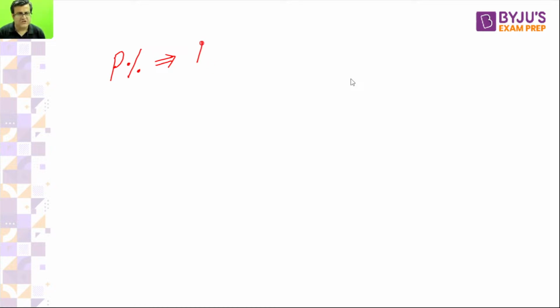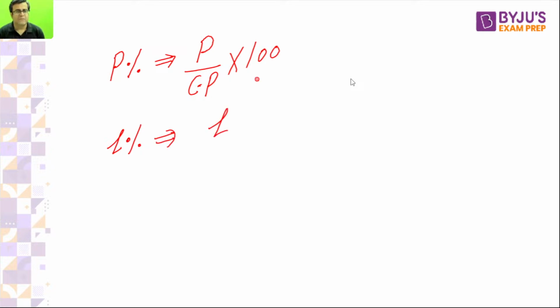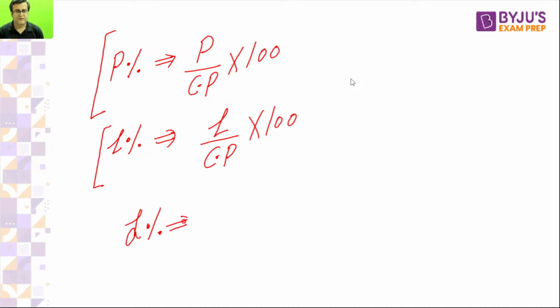Everybody should know that profit percentage is profit upon cost into 100. Loss percentage is equal to loss upon cost into 100. Okay, 2 points clear. Now come to discount percentage. This is equal to discount upon mark into 100.